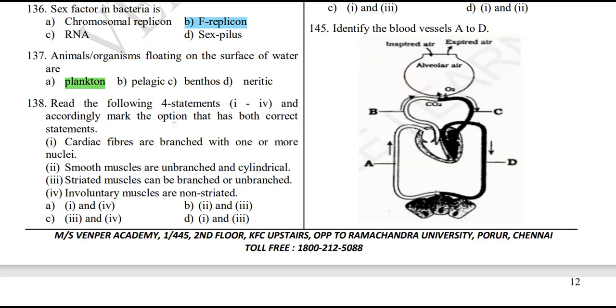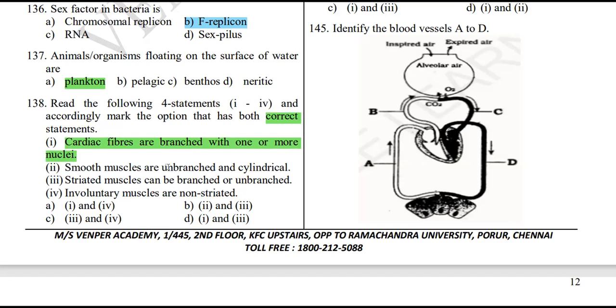Okay. Read the following four statements and accordingly mark the option that has the correct statements. First, we will see: cardiac fibers are branched. Yes, cardiac fibers are actually branched and they have one or more nuclei. So this is a correct statement. Smooth muscles are unbranched and cylindrical? No, smooth muscles are not like that. Skeletal muscles are unbranched and cylindrical. So this is a wrong statement.